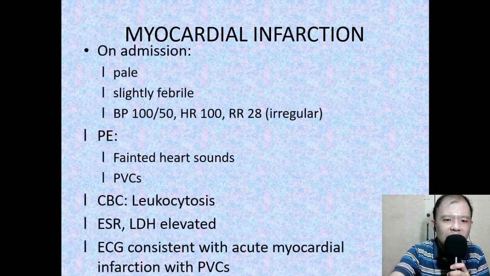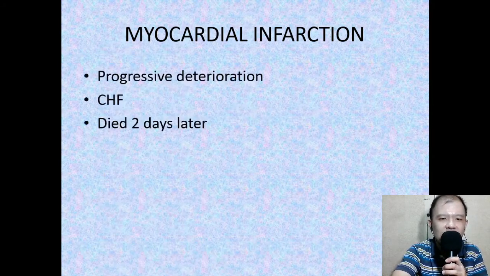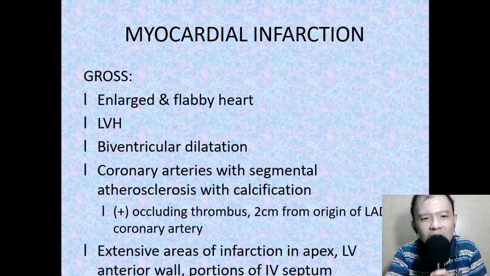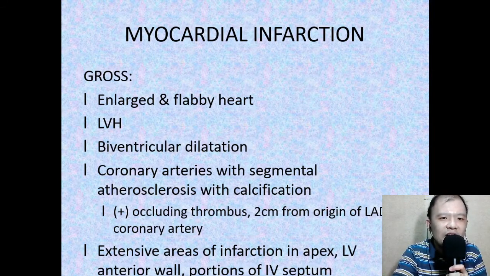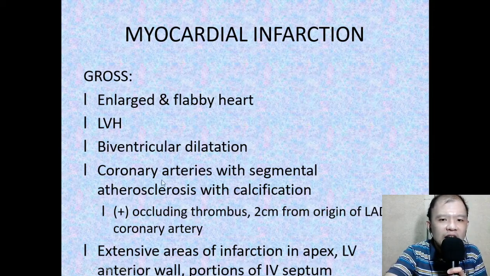This explains the faint heart sounds. A while ago I was thinking about congestive heart failure, which was a consequence of this myocardial infarction, and true enough, the patient died of congestive heart failure. Grossly, the heart was enlarged and flabby. The patient had left ventricular hypertrophy with biventricular dilatation, and the coronary arteries had segmental atherosclerosis with calcification.